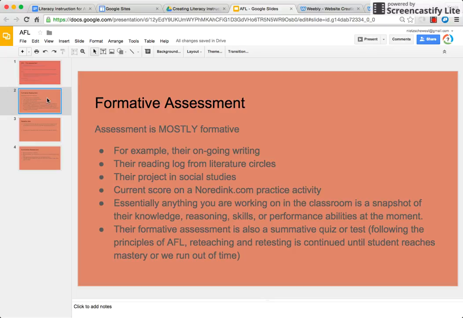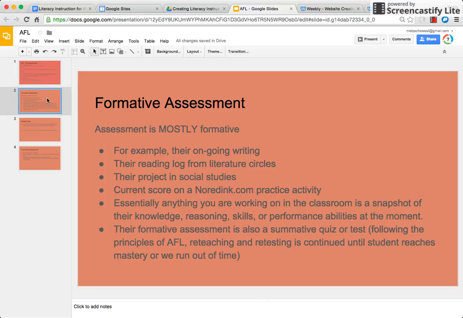Group projects pretty much evidently show their understanding of main ideas and concepts and connections and analysis of those. The current score in NoRedInk practice activities and Spelling City also tells you their competency in grammar, conventions, and spelling. Essentially anything you're working on in the classroom is a snapshot of their knowledge, reasoning, skills, or performance abilities at that moment. So their formative assessment is also, for me, a summative quiz or test.